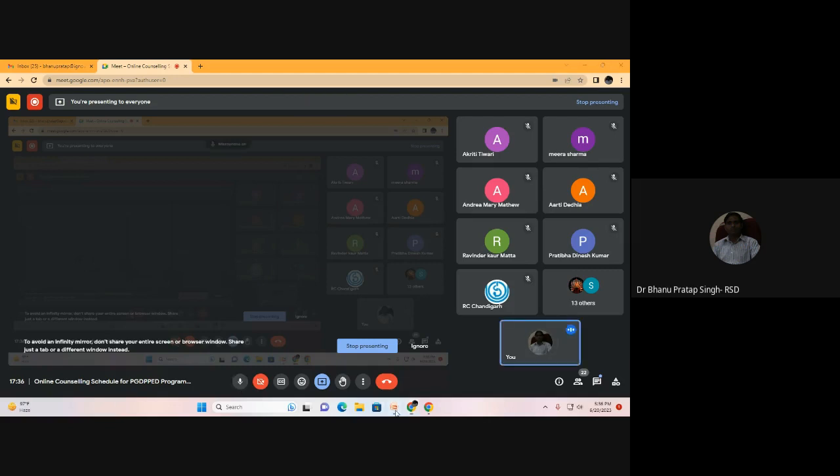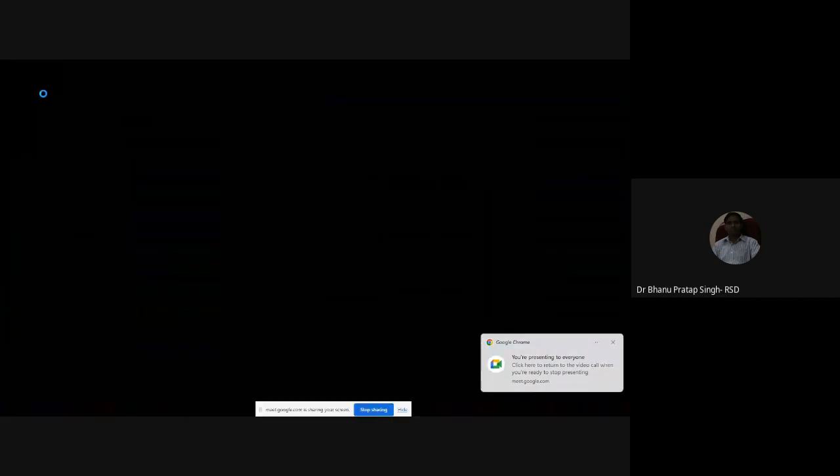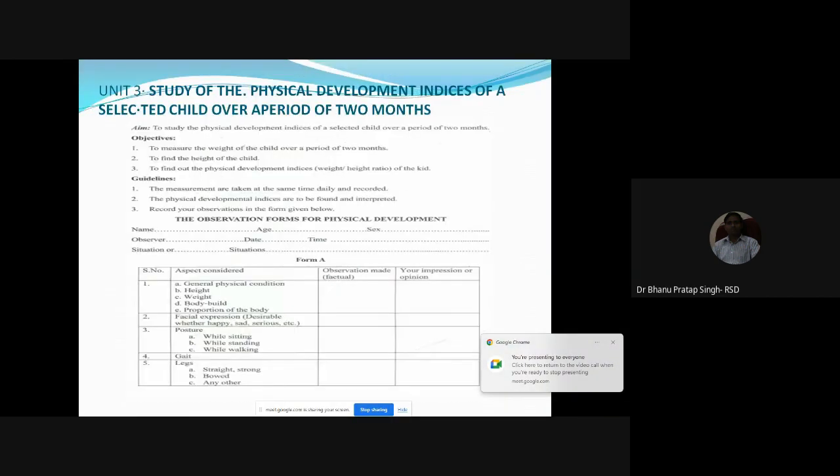So this is about your unit third, meaning study or activity 3: study of the physical development indices of a selected child over a period of 2 months. One thing is very clear, you have to observe the child for 2 months, whatever activity you choose. So the aim is to study the physical development indices of a selected child over a period of 2 months.